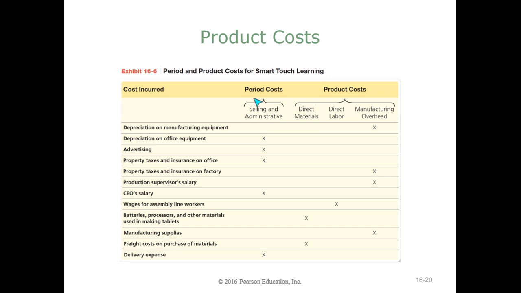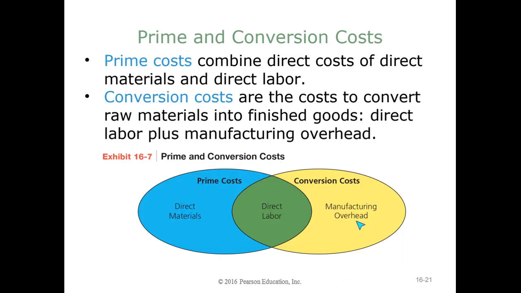Property taxes on the factory. Would you say manufacturing overhead? Yeah, so it's a product cost, yes. So we need to move forward, and we're identifying that it is a manufacturing overhead cost, which falls within conversion cost. So for 13, the answer is product, manufacturing overhead, conversion.